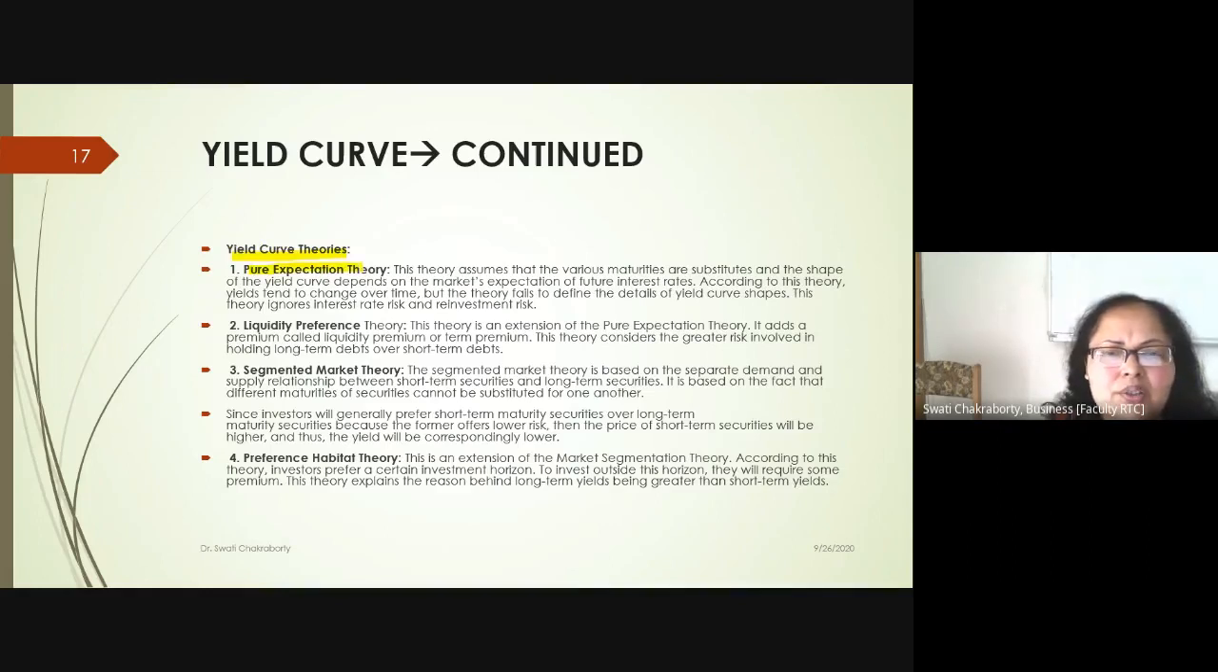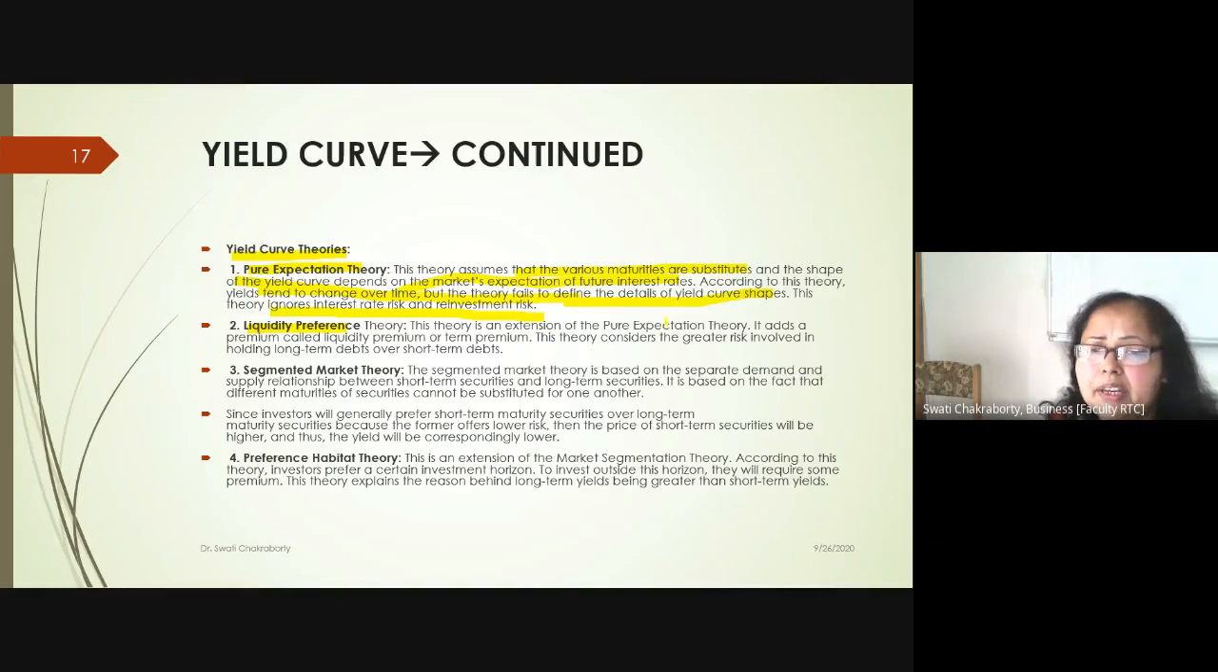So these are some of the yield curve theories. One is the pure expectation theory, which assumes that various maturities are substitutes, and the shape of the yield curve depends on the market's expectation of future interest rates. According to this theory, yields tend to change over time. But this theory has failed to define the details of the yield curve shapes, and it also ignores interest rate risk and reinvestment risk. We'll go into interest rate risk and reinvestment risk a little later.